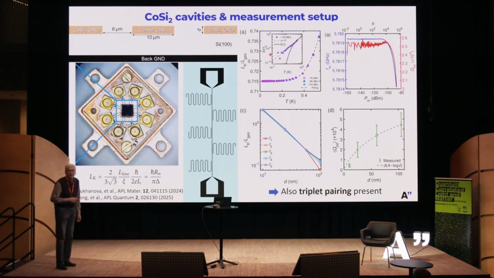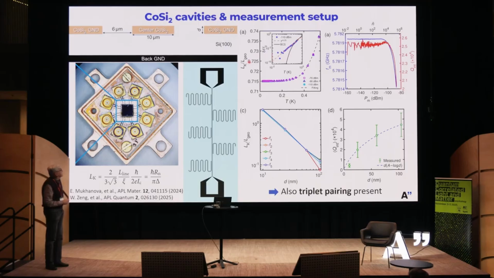Silicides, these are our favorites at the moment. We have done microwave cavities using silicides, and we have studied the kinetic inductance in these systems. That's basically related to the resistance in the normal state divided by the gap. So if you have a very resistive device, or a very thin, narrow device, then you have large resistance and large kinetic inductance. And we have studied that.